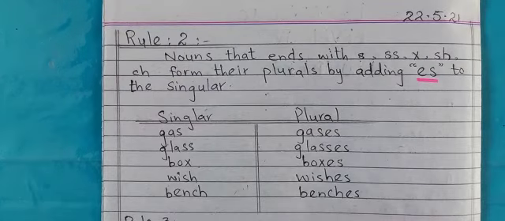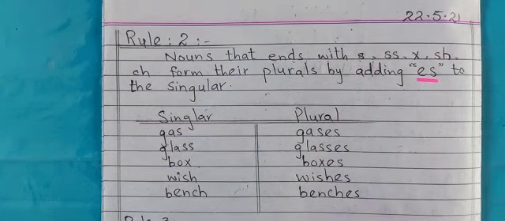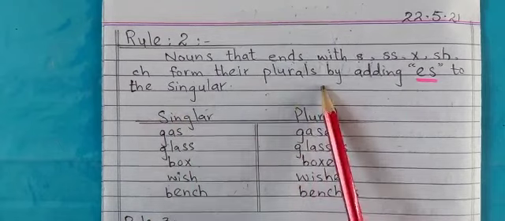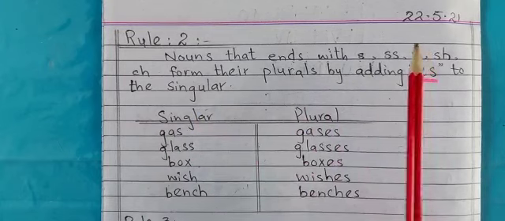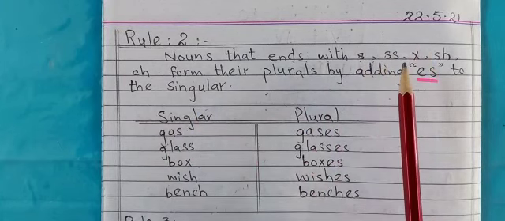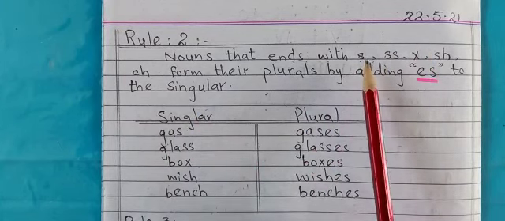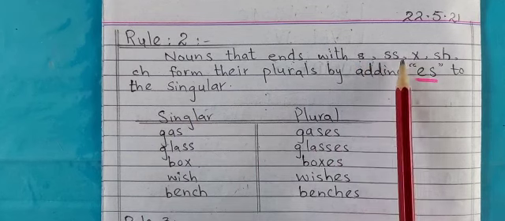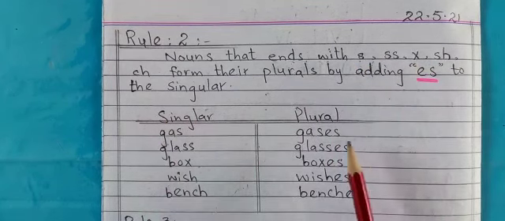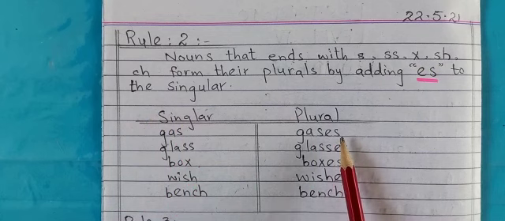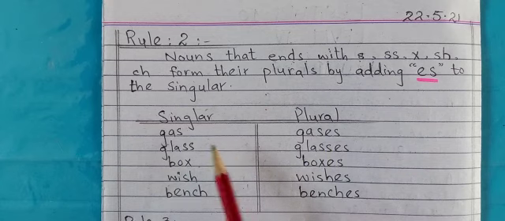Rule number 2. Nouns that end with s, double s, x, sh, ch form their plurals by adding es to the singular. Now it has to be noted that when the words end with s, double s, x, sh or ch, you will just have to put es at the end of these words to make them plural. Here I have some examples.